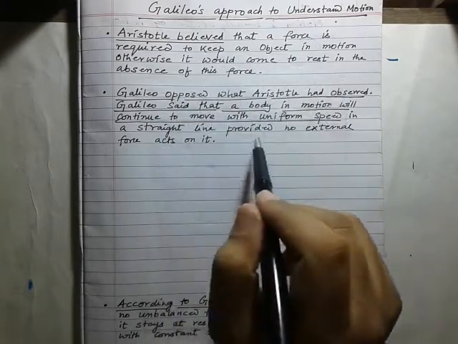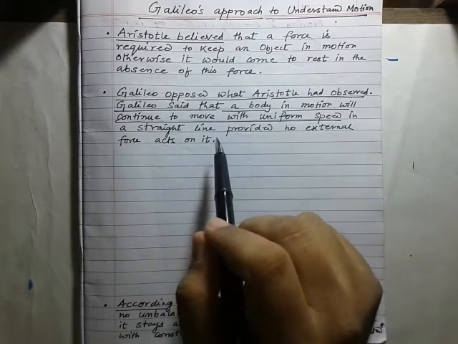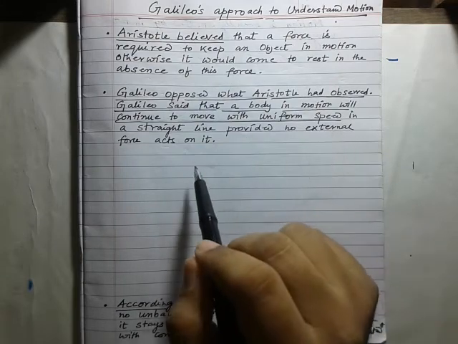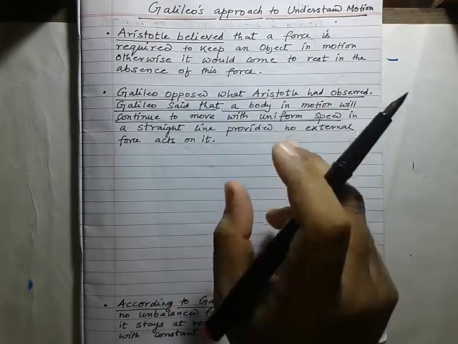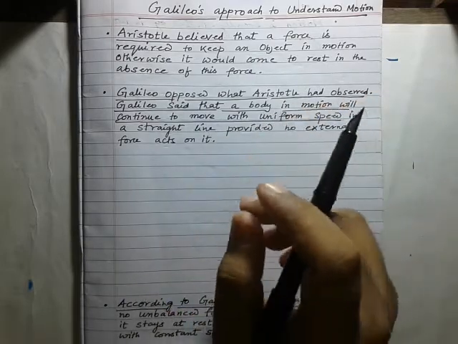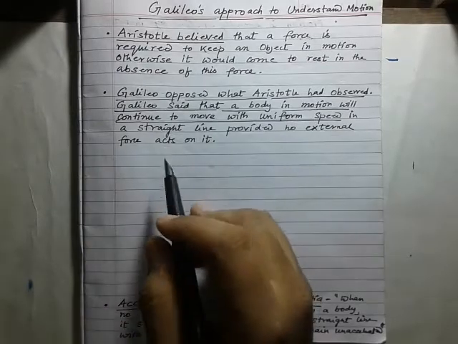And what Galileo said is that a body in motion will continue to move with uniform speed in a straight line, provided no external force is applied. That means if we don't apply a force, the object which is in motion will always keep on moving. It was also said by Newton. Now there is one small explanation of this, so I'll try to explain it.